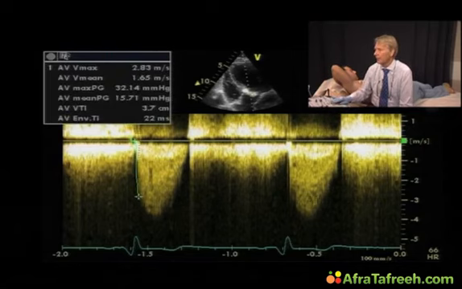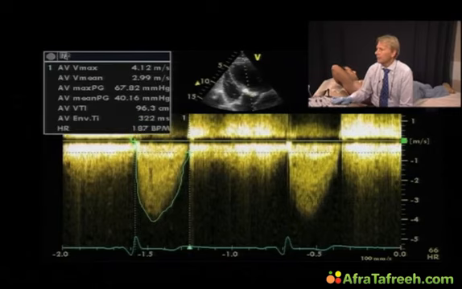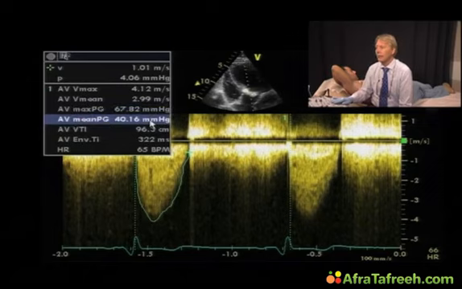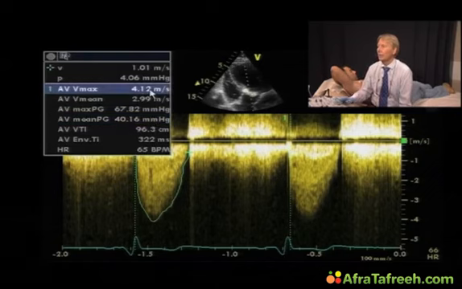So we trace the contours of this curve. Try not to include portions of the curve which are artifacts. And then we go all the way towards closure of the aortic valve, and then we get the following measurements. We have a mean gradient of 40 millimeters mercury and a maximum velocity of 4.1 meters per second.